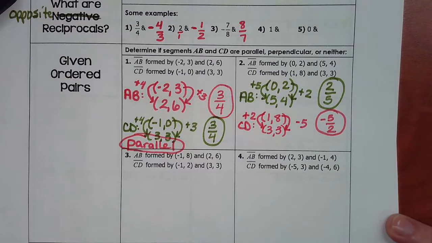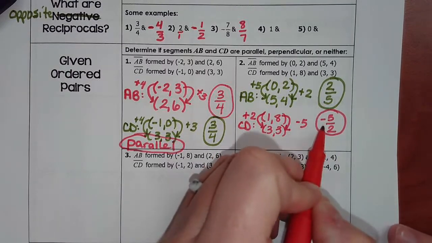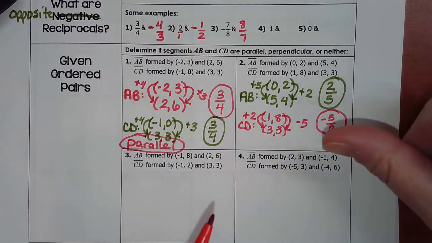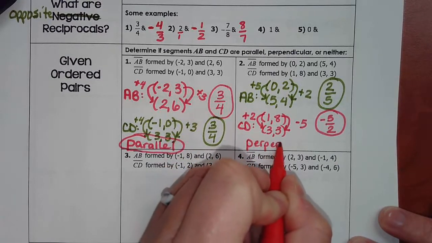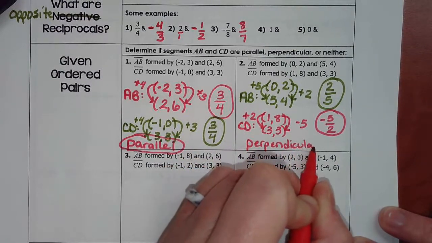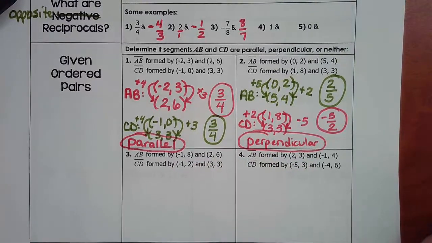And then you compare them. If you look at your slopes, they're definitely not equal, but they are opposite signs and they're flipped. So this would be perpendicular. So that's an example of a parallel and an example of a perpendicular. Now, neithers will pop up here and there. Neithers are going to be kind of obvious because they're going to not look like anything.